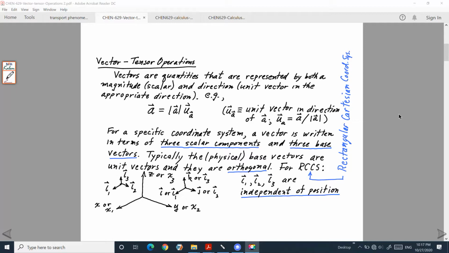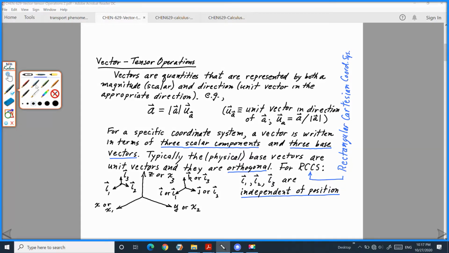We know from high school that a vector has both magnitude, a scalar, and direction. We can show any vector by this form. When you check the literature, you can find many other ways of representing vectors and tensors, but it doesn't matter, all of them are the same. Here, that one is the unit vector. We call it the direction of A. We call here any specific coordinates.